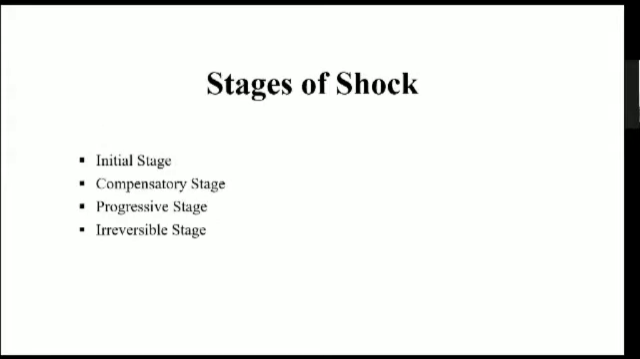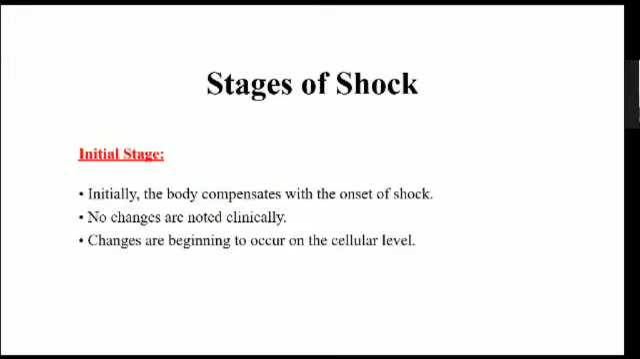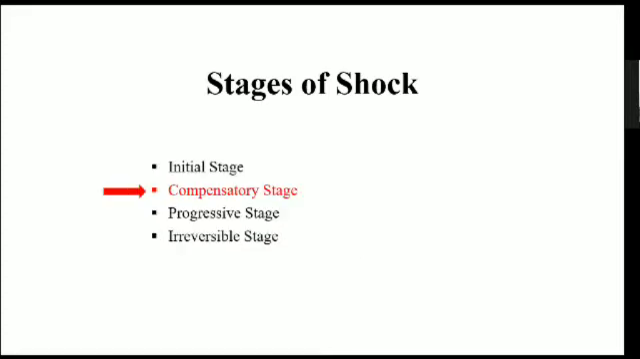Now, stages of shock. There are 4 stages of shock: initial stage, compensatory stage, progressive stage, and irreversible stage. The initial stage. Initially, our body compensates with the onset of the shock. No changes are noted clinically. Changes are beginning to occur on the cellular level. Then compensatory stage.